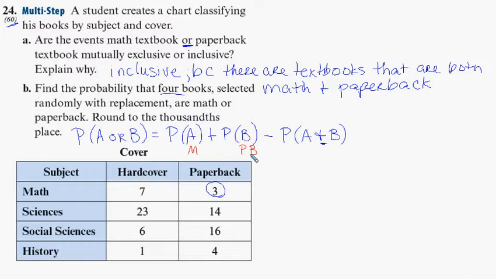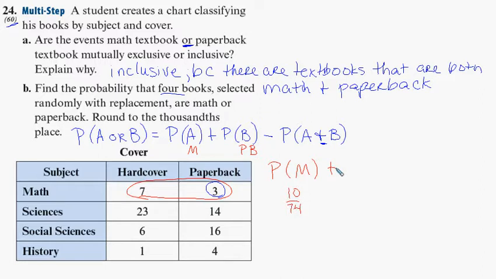So let's just find the probability of selecting a math textbook, all right? Out of all of the books, and I've added these together, so you're going to have to take my word for them, there are 74, okay? And you see that there are 10 math textbooks. So the probability of the math textbooks is equal to 10 out of 74, okay?